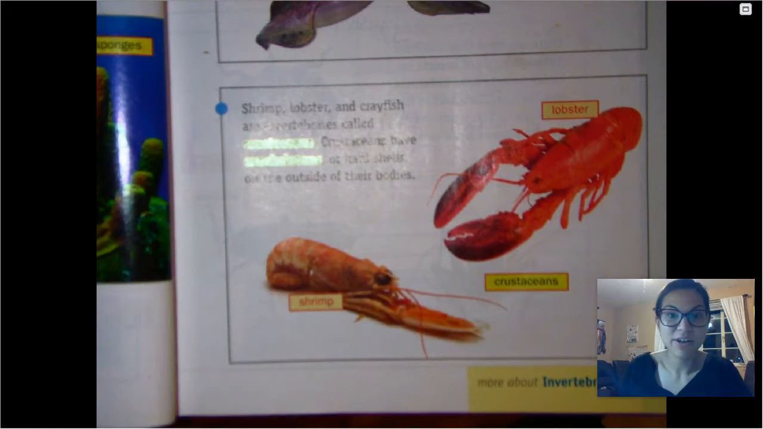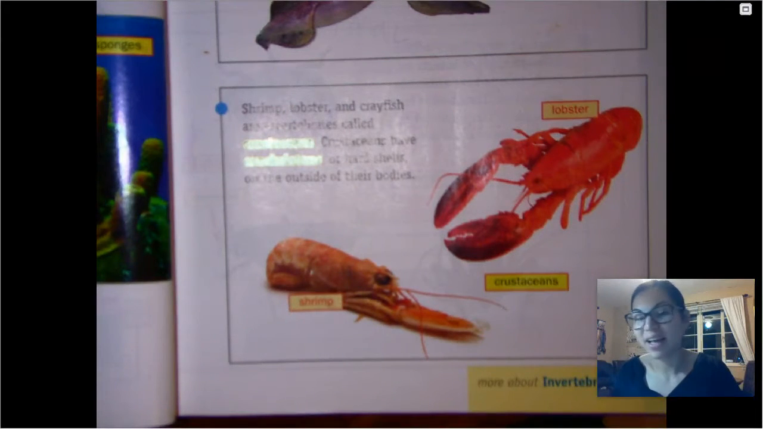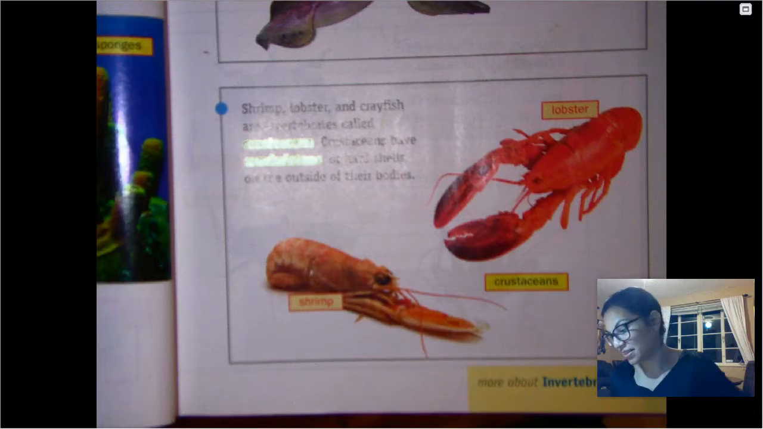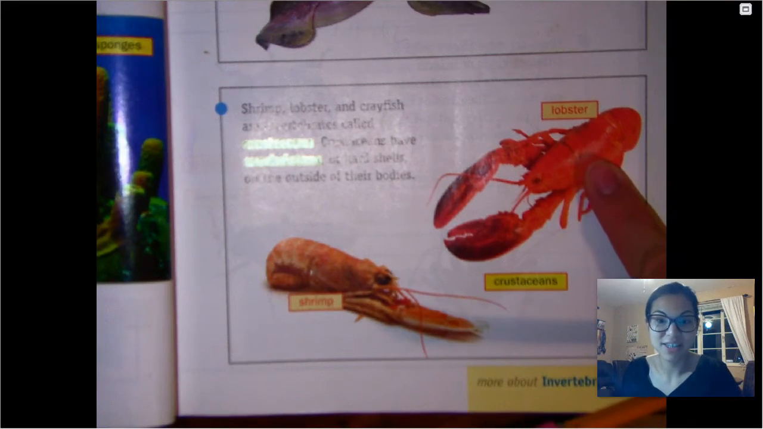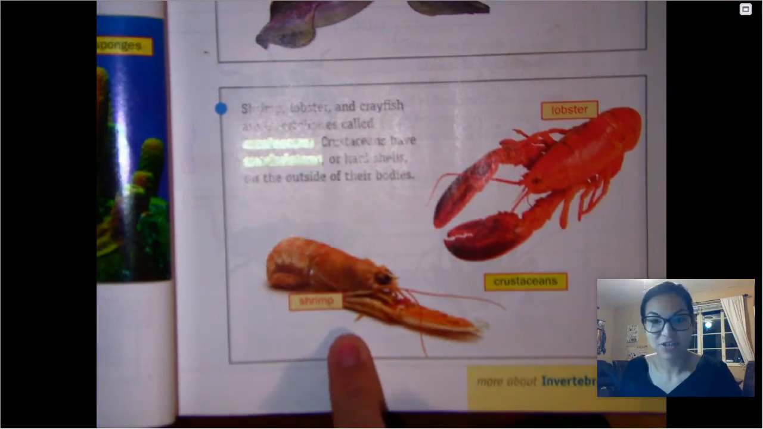Shrimp, lobster, and crayfish are invertebrates called crustaceans. Crustaceans have exoskeletons or hard shells on the outside of their bodies. All right, and here are 2 images of 2 crustaceans, a lobster and shrimp.